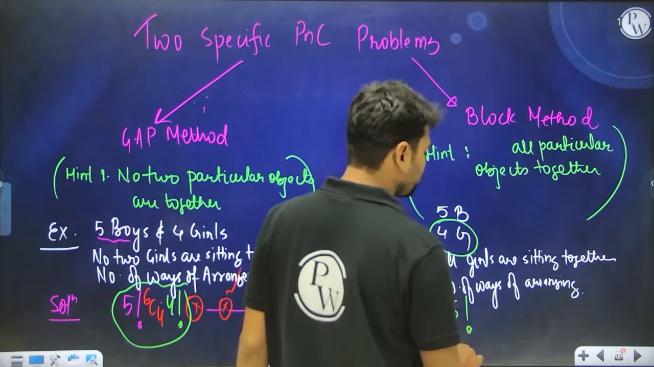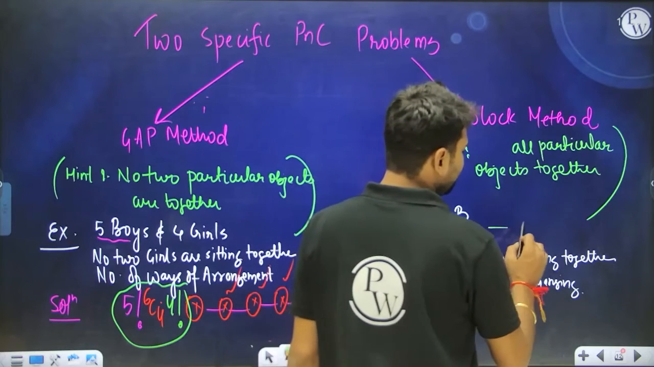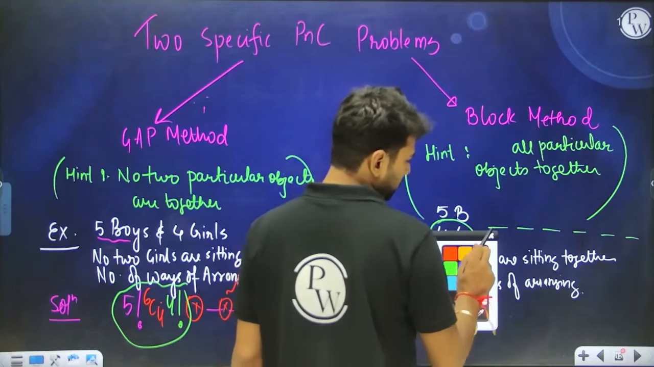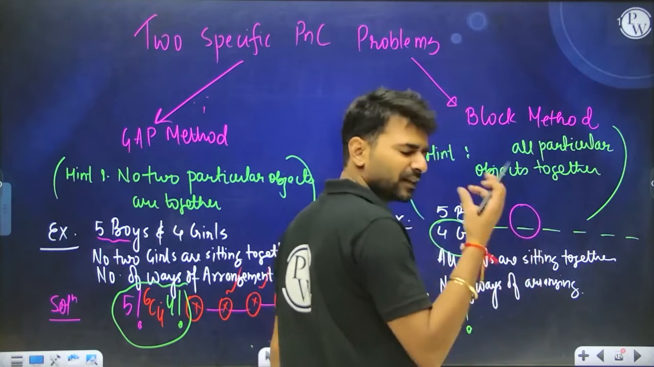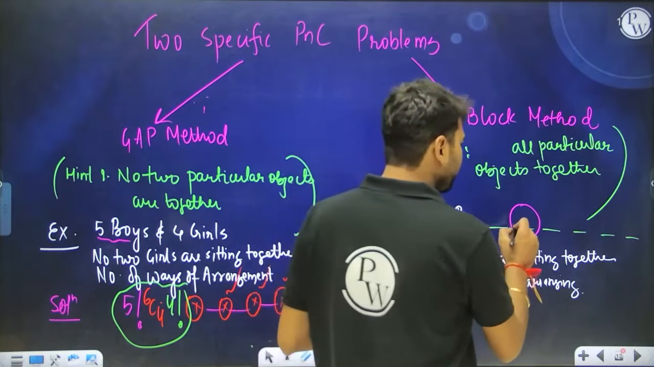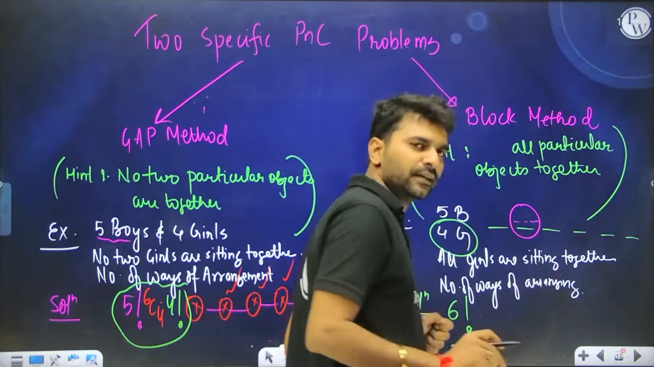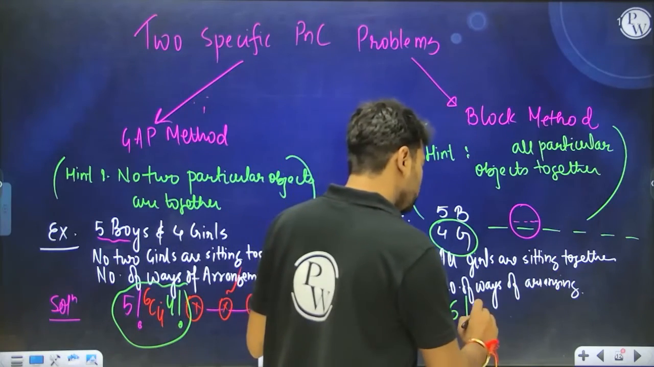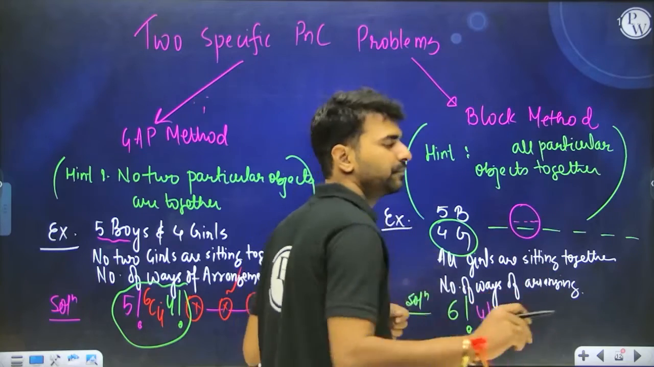6 factorial ways. Now let's say these are the 6 places at which we have arranged these 5 boys and the girls. Let's say this is the place where the girls bundle has been put. Now if you zoom in, over here these are 4 different places in which 4 girls are sitting. Yes or no? So these 4 girls can interchange among themselves. So that's why this 4 factorial will come.